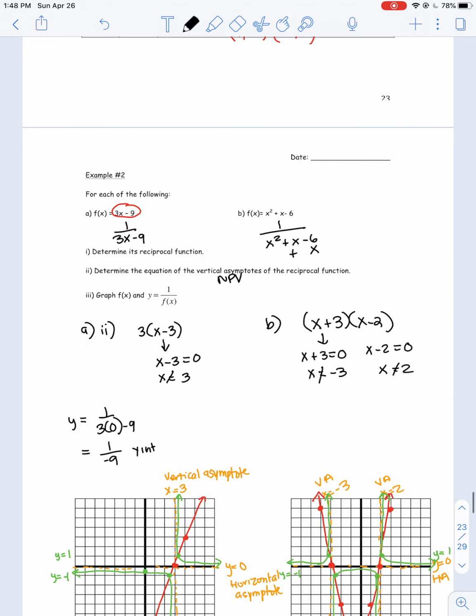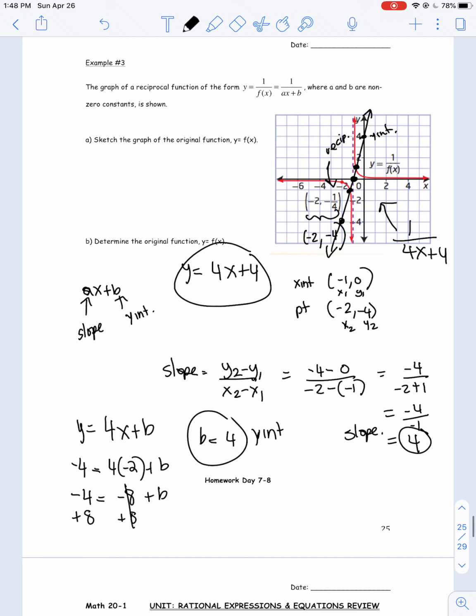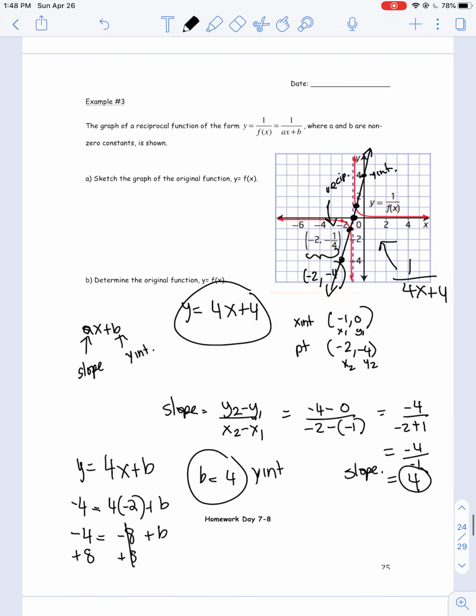Okay, so that is your lesson 7.4. It's a really important one for Math 30-1. So make sure you try a few homework questions before you continue. But that is our rational unit.